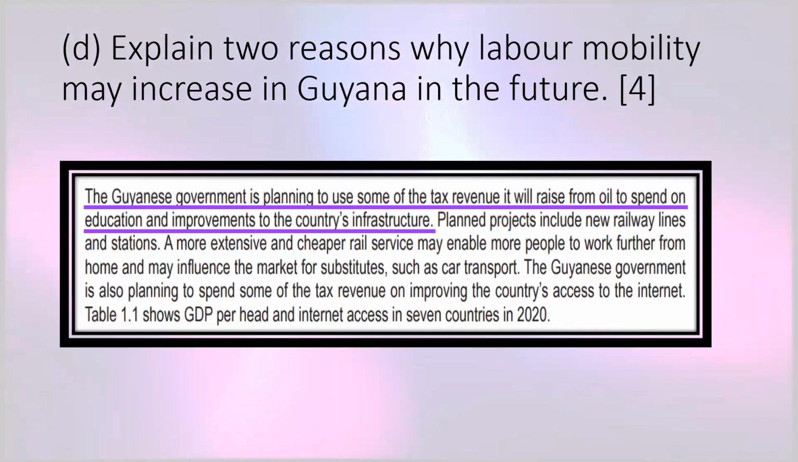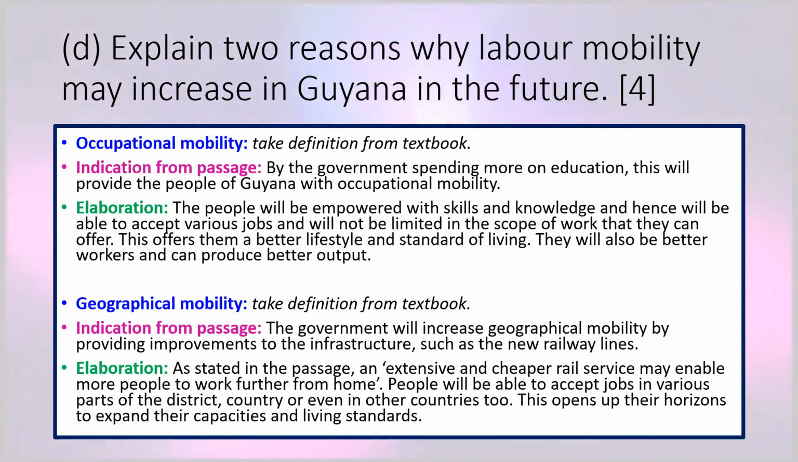And then why now suddenly are you talking about occupational? If you see from the passage, the Guyanese government may want to improve education. So what I did was I took that and said, okay, government wants to spend on education. So when the government spends on education, it provides the people of Guyana with occupational mobility. So I have linked up my concept with the text. I have applied. In Cambridge, they not only have knowledge points, they have application points, and they have analysis and evaluation points. This is your application point, so to speak.